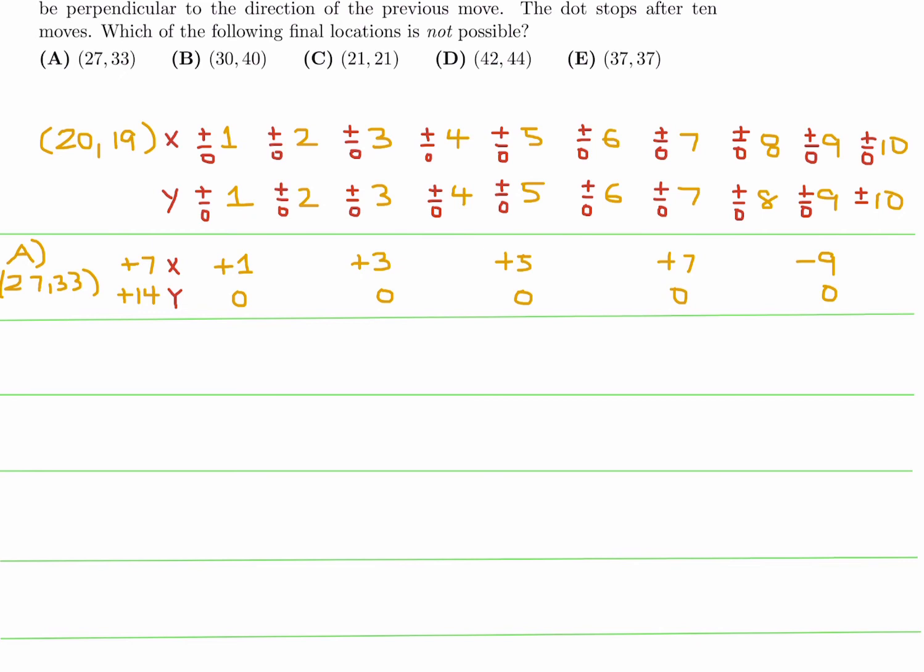If I went down, I'm not going to go left or right. If I go left, I can't go up or down. If I go right, I can't go up or down. So if I choose a horizontal move, then the vertical move is 0, and vice versa.